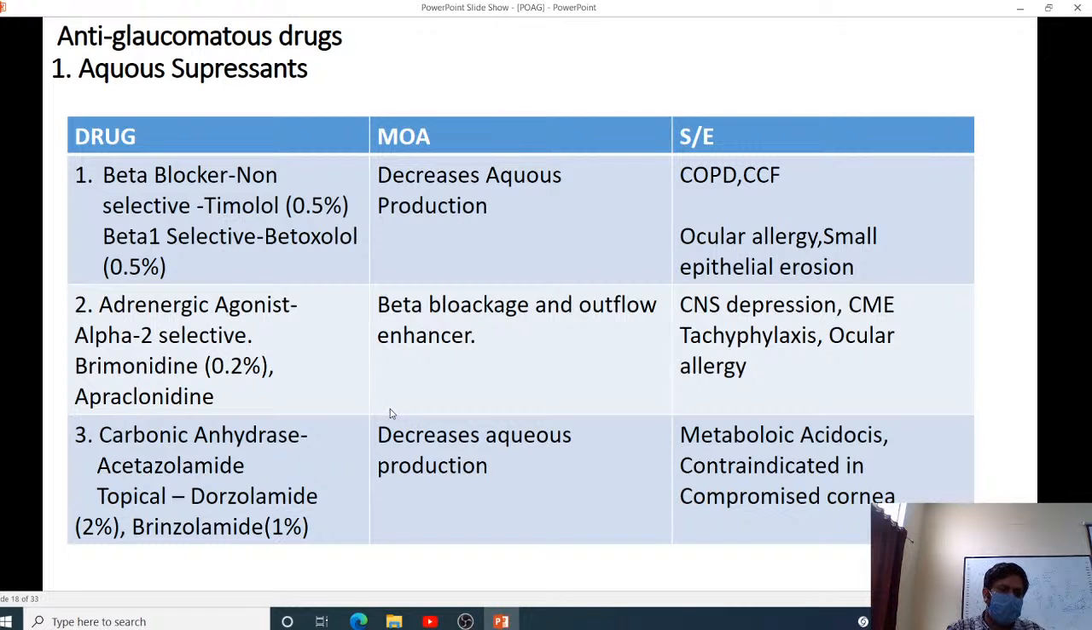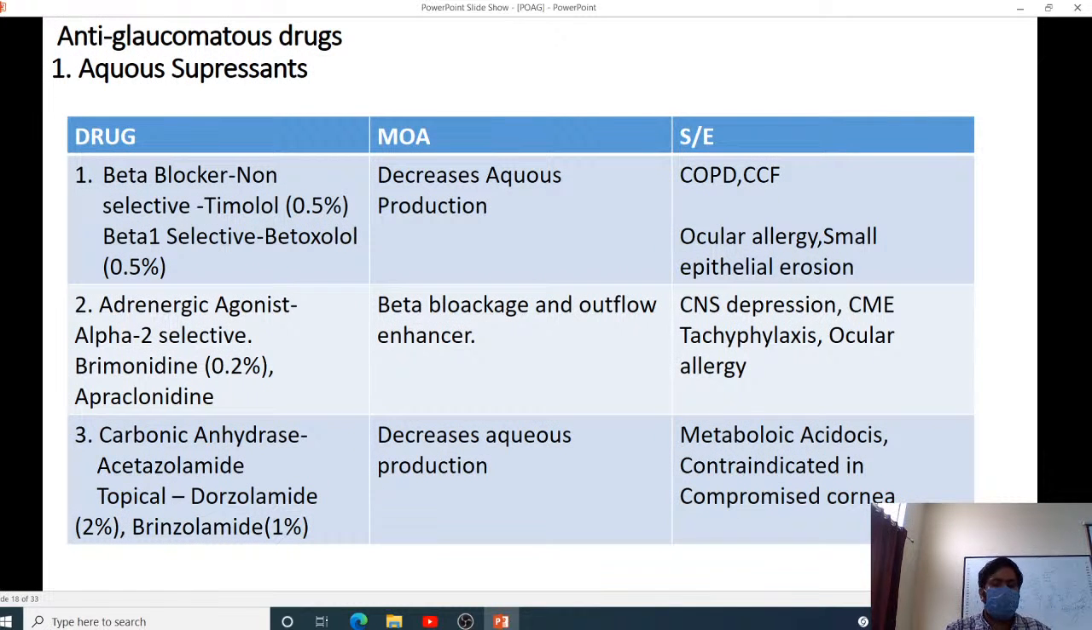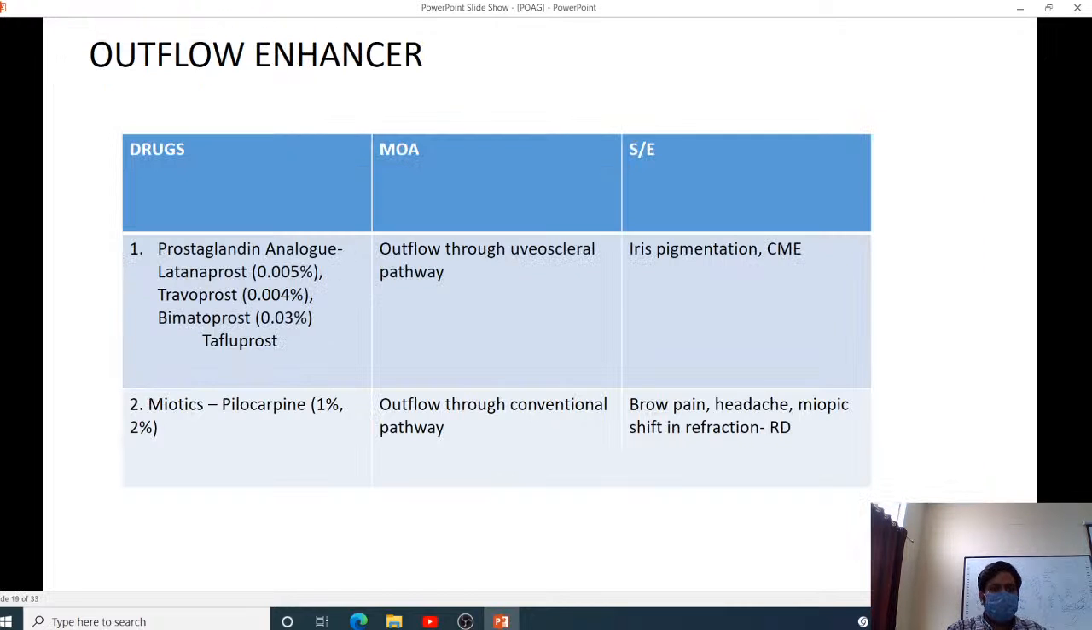The third drug in this category is carbonic anhydrase inhibitor. What it does, it inhibits the carbonic anhydrase enzyme which is present on the ciliary process and decreases the aqueous production. Two drugs are available, dorzolamide and brinzolamide. Most commonly used is brinzolamide 1%. The side effects are metabolic acidosis, and it is contraindicated in compromised cornea because the corneal endothelium also has the same carbonic anhydrase enzyme. Okay, so that's why in those cases it is contraindicated.